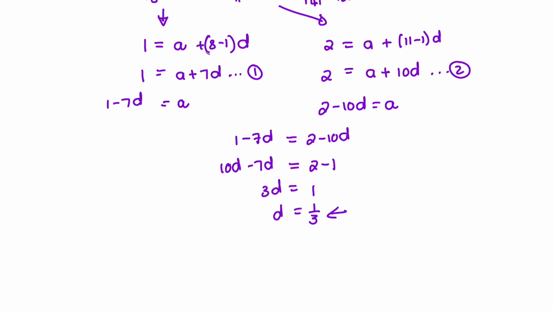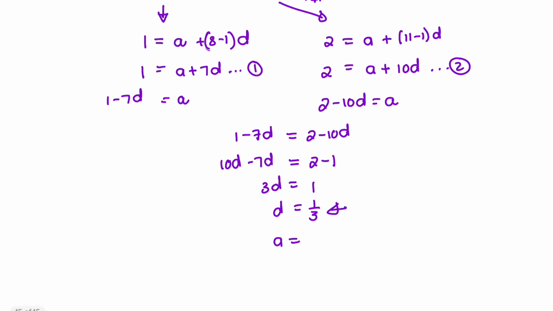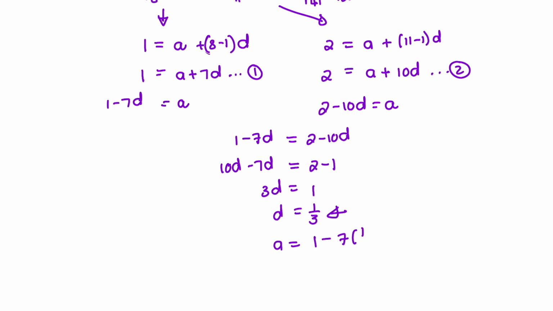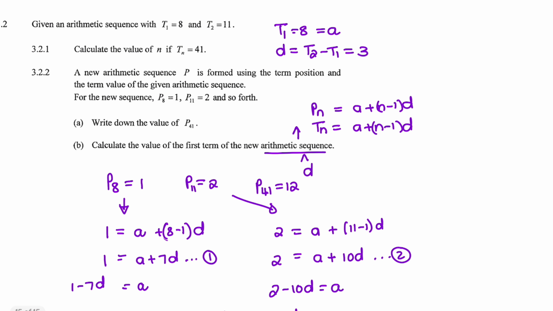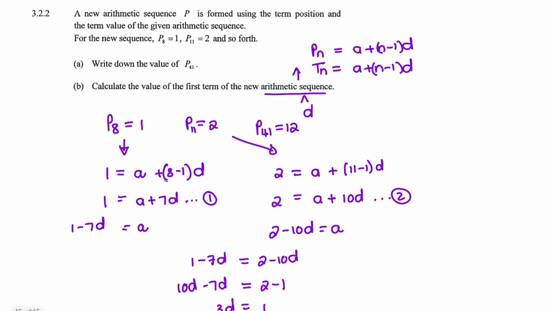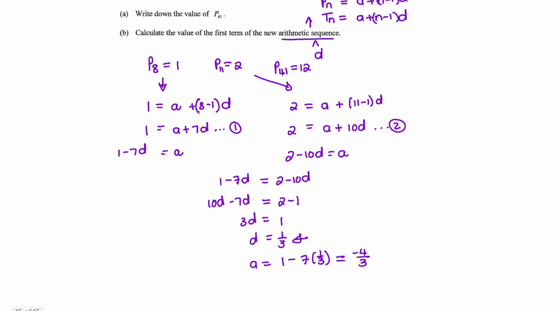And I take that value of d and I substitute it into any one of the two equations for a. So it's 1 minus 7 times d. So therefore, a is negative 4 over 3. So the question is a little bit tricky because they give us T in the form of P. So they're replacing Tn with Pn. So that's the first thing that you need to recognize. And the second thing that they do is they take the term number and that becomes the actual value. And they take the value and that becomes the position. From there, you can use simultaneous equations to solve for a.